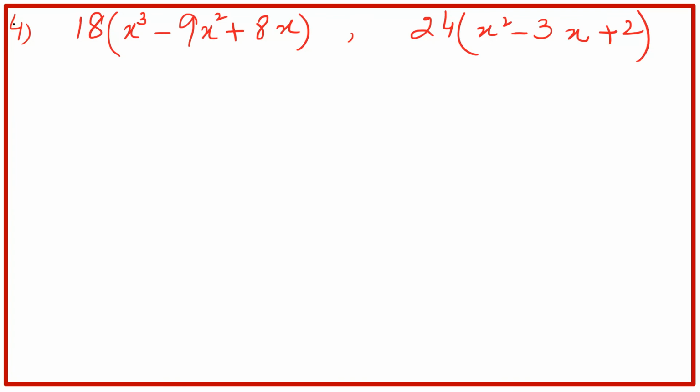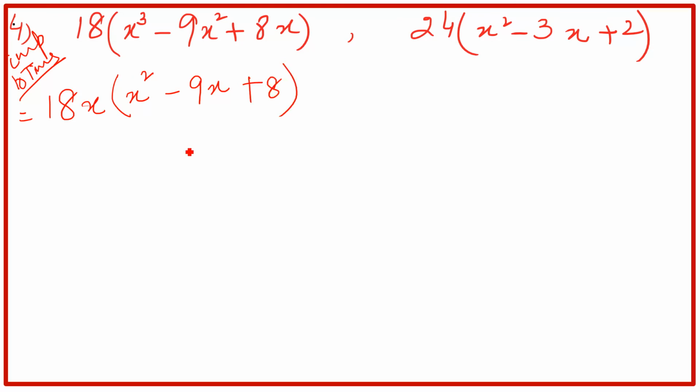Okay, now fourth one, and this is the important question. When I say important, it means you have to solve it 10 times because these types of questions will come in the exam. Okay, 18 and then multiply by this. This is the first part. So 18 will remain the same. Can we take anything common? Yes, we can take x as a common. So in parentheses, we have x square minus 9x plus 8 remaining.